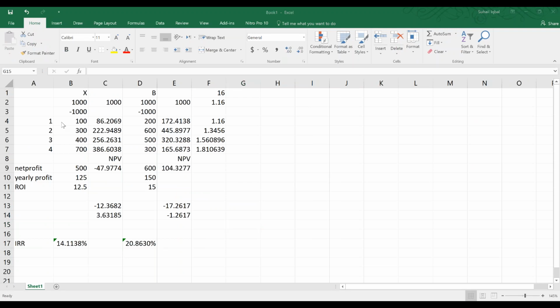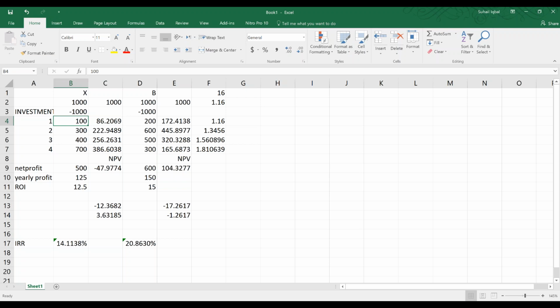ओके, ये आपके सामने मैंने दो प्रोजेक्ट्स लिखे हुए हैं. ये है इन्वेस्टमेंट, 1000 इन्वेस्टमेंट किया है, एक साल बाद 100 आ रहा है, फिर 2 साल बाद 300, तीसरे साल 400, चौथे साल 700. इसका नेट प्रॉफिट 500 बना. अगर मैं इन सब चीजों को ऐड करूंगा तो 500 आ जाएगा. ये मेरा ईयरली प्रॉफिट है, इसको मैंने 4 साल से डिवाइड कर दिया. आरओआई 125 divided by 1000, 12.5%, ये आरओआई निकल आया. अब आप देखिए, ये मेरा एनपीवी है, ये मैंने एनपीवी निकाला.